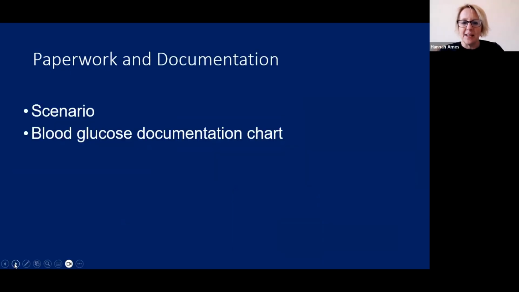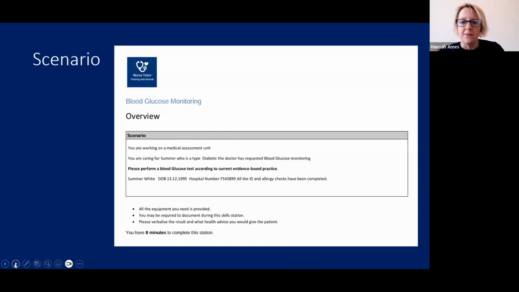So paperwork and documentation. Again, you're going to have your scenario, and you're going to need to do documentation in this station because you're going to need to record your results. So here we've got Summer. She's diabetic and has been requested a blood glucose monitoring. Normally all your ID and allergy checks are done in this station, but just obviously read your scenarios carefully and check they have been done.